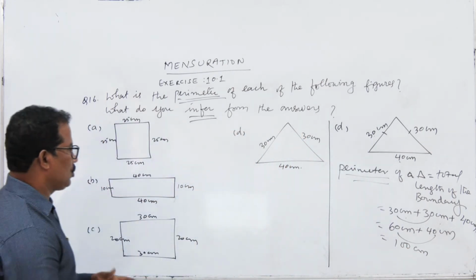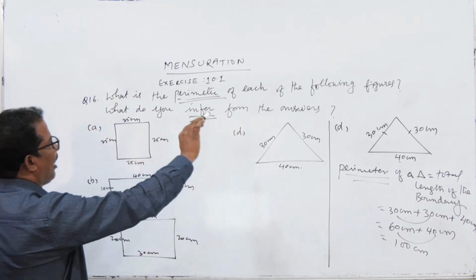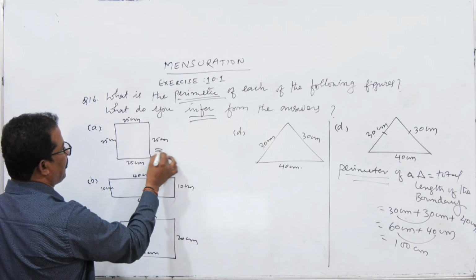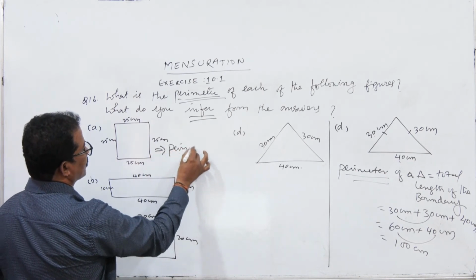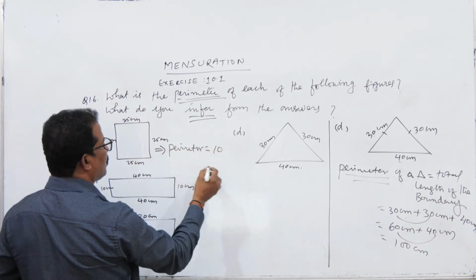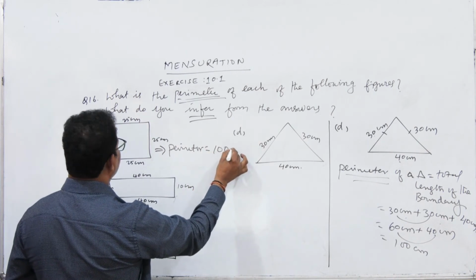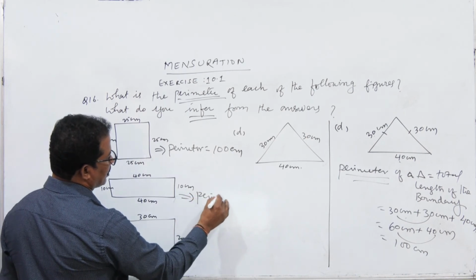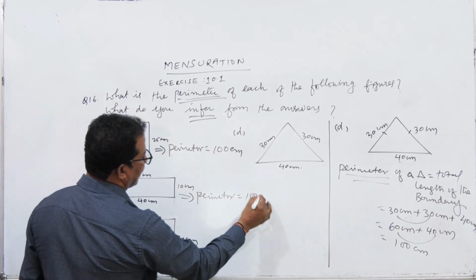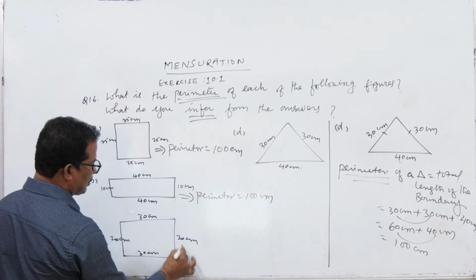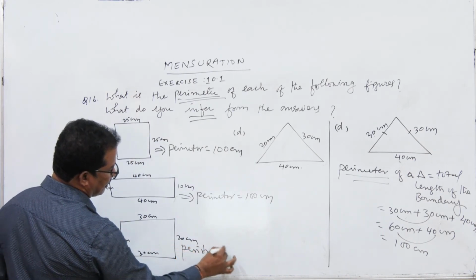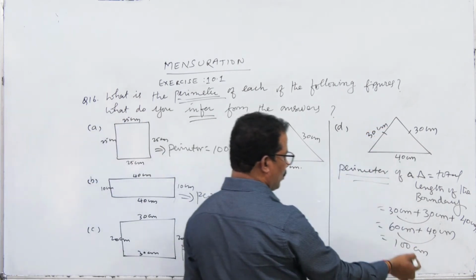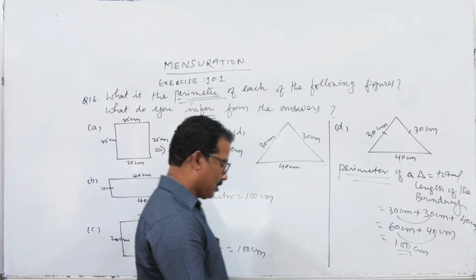So according to this question, after finding the perimeter of each of the following figures, what is the perimeter of this figure we got? For question A, also equal to 100 centimeter we got. For question B, its perimeter also, we got 100 centimeter. And for this question C, the perimeter again is equal to what? 100 centimeter. And for D question, we got now the perimeter is 100 centimeter.